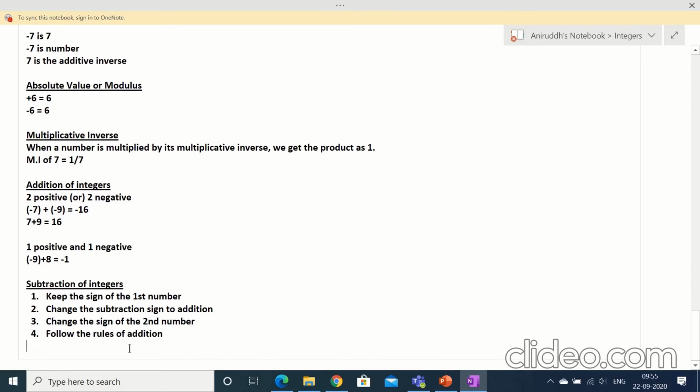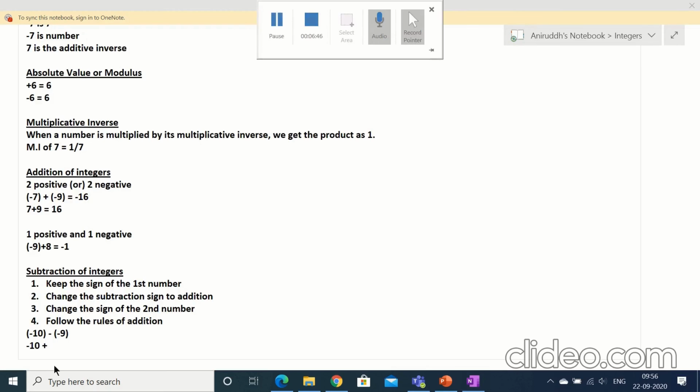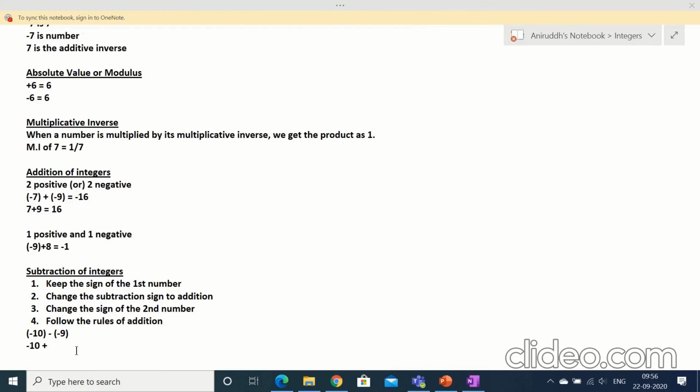So we'll take an example. Minus 10 minus 9. Here keep the sign of the first number. So it will be minus 10 itself. Change the subtraction sign to addition. So plus. And change the sign of the second number. Now we have changed the subtraction sign to addition. Now change the sign of the second number. That means minus 9 will be 9. So minus 10 plus 9 here.